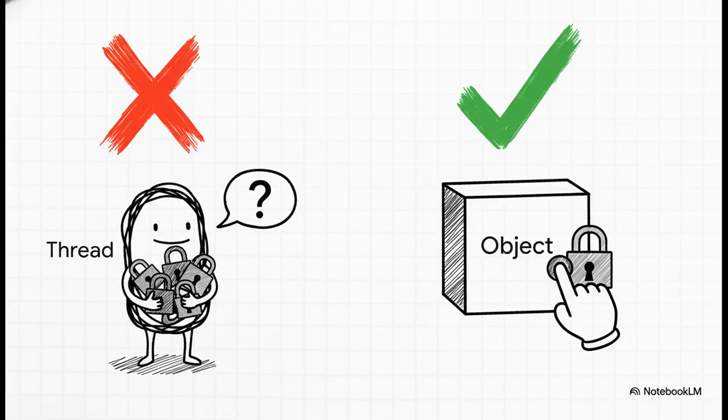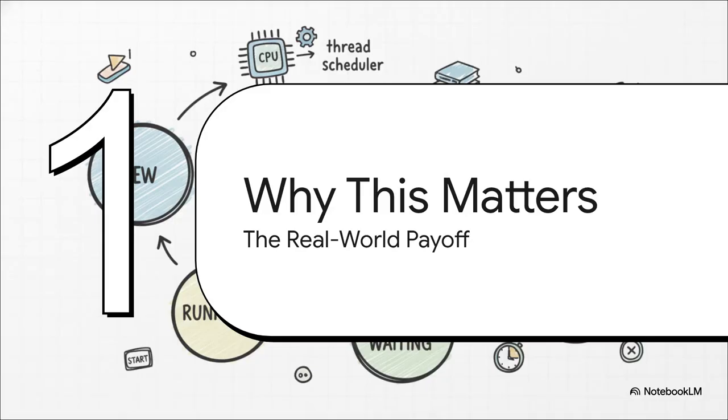If wait was a method on the thread class, and that thread held, say, 5 different locks, how would the method know which one to release? It couldn't. Putting it on object makes it unambiguous. You're always releasing the lock of the object you called wait on. It's clean, it's safe. Okay, so we've done it.